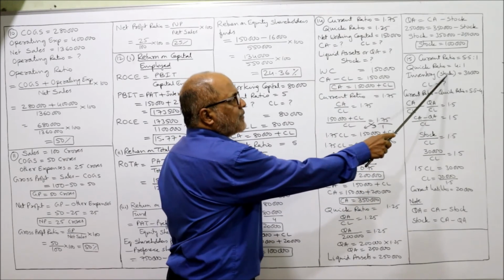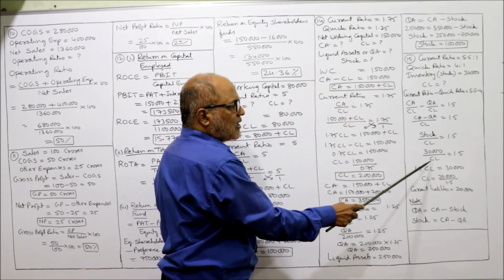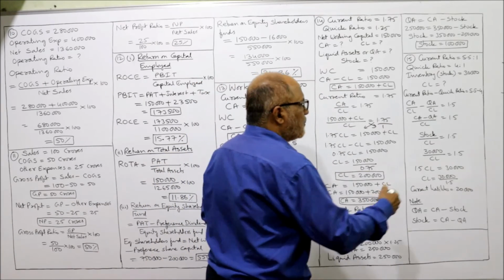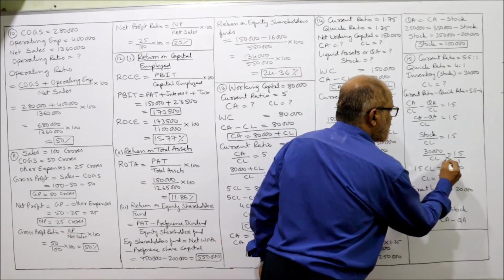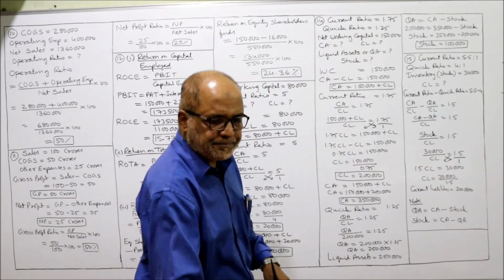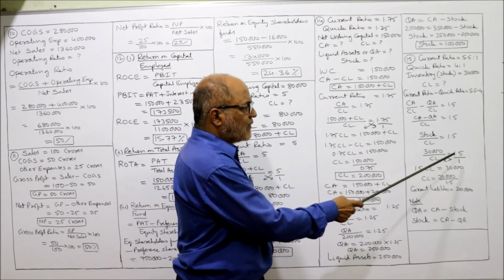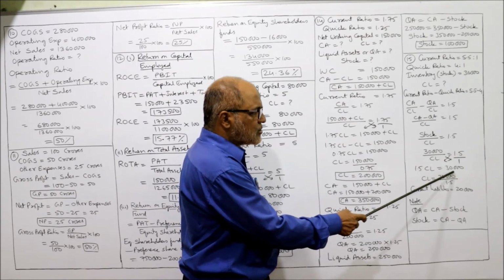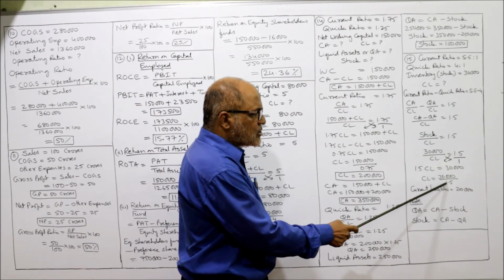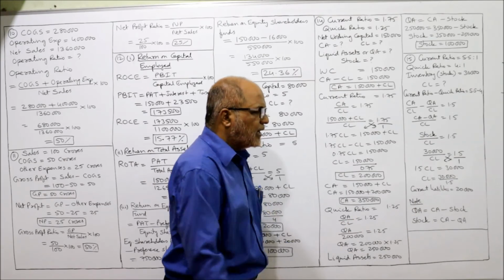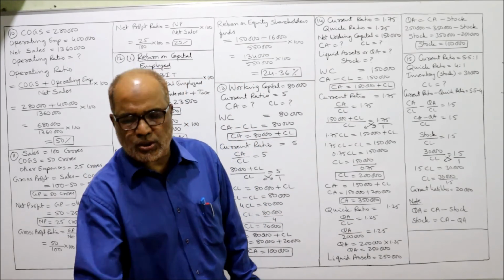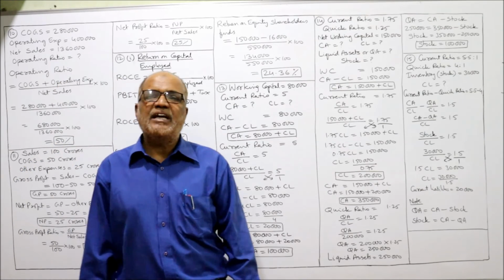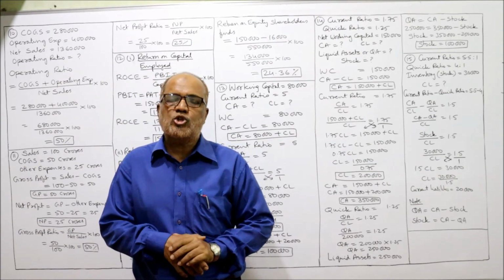Stock is given in the problem. Inventory 30,000. So 30,000 by CL is equal to 1.5. Now I am making a cross multiplication here. So 1.5 into CL is 1.5 CL, 30,000 into 1 is 30,000. So CL is equal to 30,000 divided by 1.5. So current liability will be 20,000. That's it. So we have completed 15 short problems on ratio analysis.